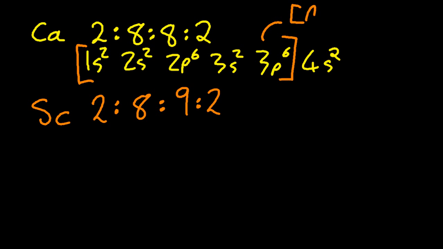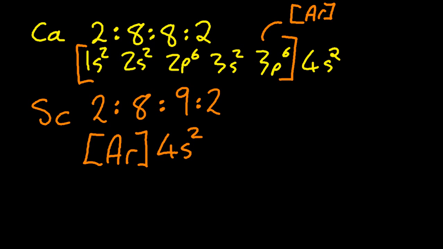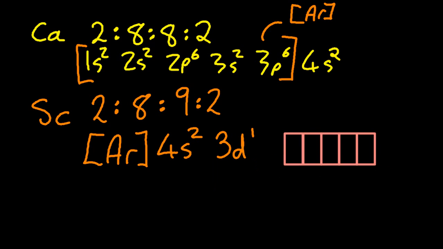Now, I'm tired of writing this all out in longhand, so you know what? That's argon. The electron configuration of the noble gases can be put in square brackets, and that will replace large parts of the electron configuration. So scandium is argon 4s2 3d1. Now, remember, the d's are out by 1. Just tidy up a bit more.